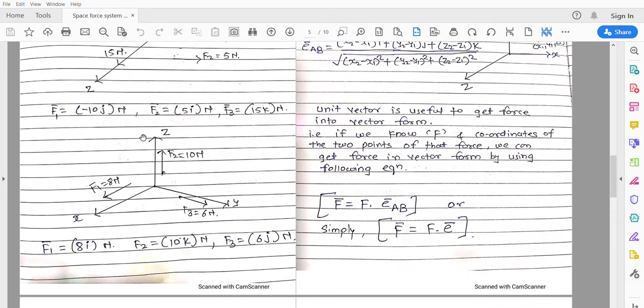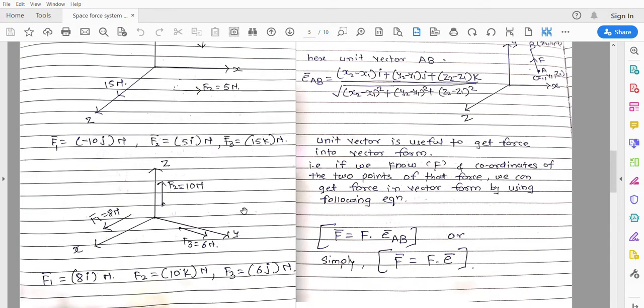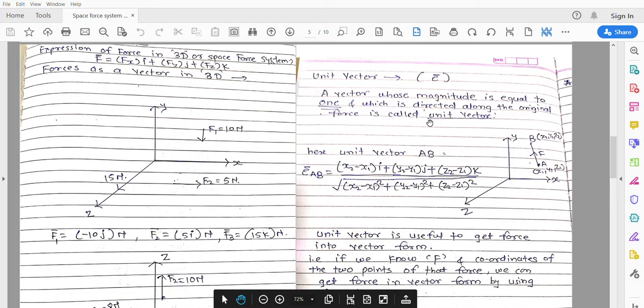And this is the example of how we represent it. This force is acting in downward direction, but it is parallel to the y-axis, so it is represented as minus 10 j Newton. This force is acting parallel to the x-axis, so that's why 5 i Newton, and this force is acting along the z-axis, so that's why 15 k Newton. One more example is also explained here.